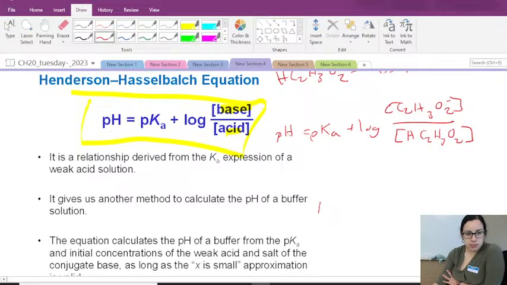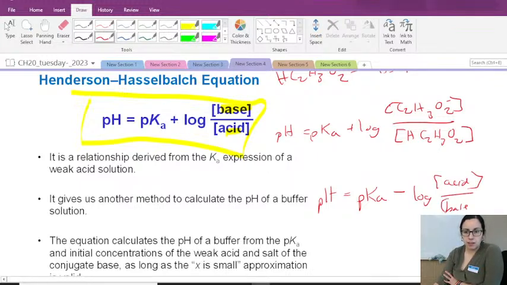And you may see this in reverse. So pH is also equal to the pKa minus the log of acid over base. So if you see this, know that it's the same thing. It's just when you do the minus sign here, then it's acid over base. Me personally, I like this formula better. Again, they give you the same answer, but just be aware that that's why you'll see one form with the plus sign and one with a negative, and don't get confused.